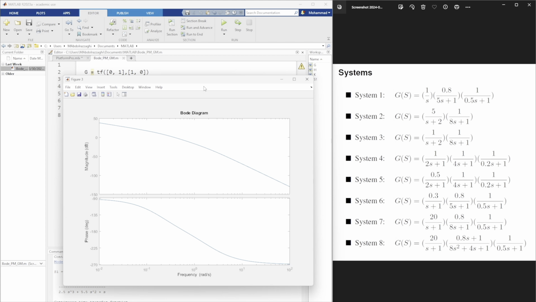So as you can see here, the top graph shows the magnitude versus frequency, and the bottom one shows the phase versus frequency. And it can be further modified in terms of adding grids and all of those details. However, we just need to focus on the phase margin and gain margin.